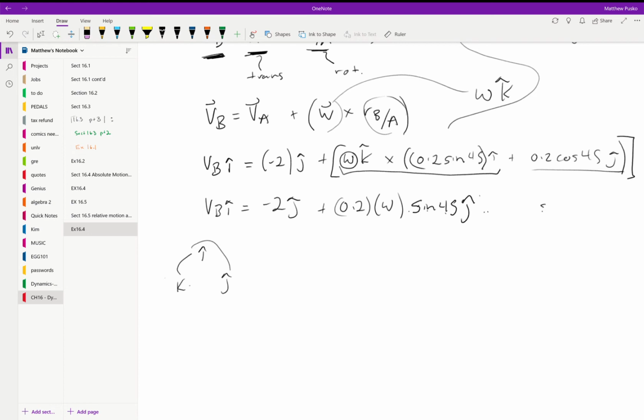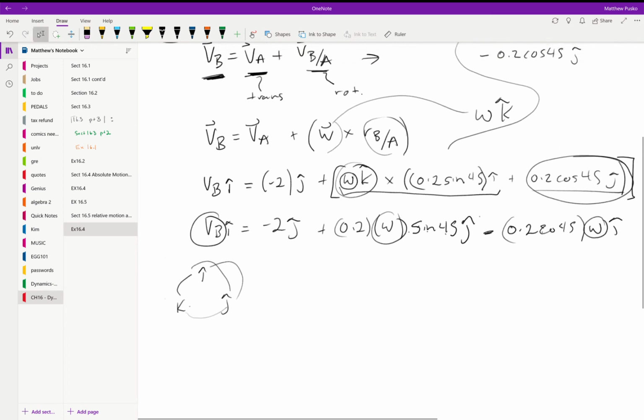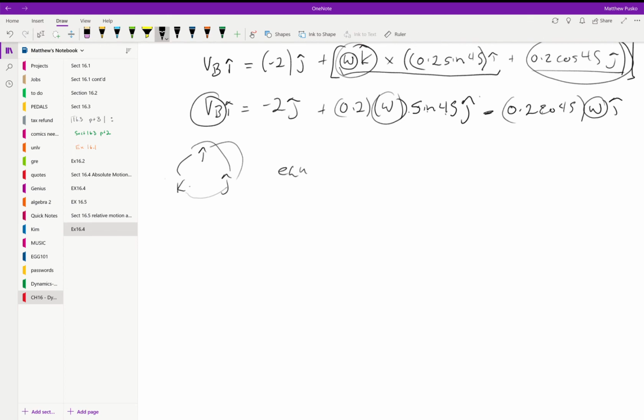Alright, for this term crossed into this term, k crossed into j, should give me a minus I. I have a positive for some reason. I'm going to use a minus, then we get the 0.2 cosine 45 times omega in the I direction. Alright, so we don't know the velocity of b and we don't know omega, but we can create two equations. So we'll do this by equating I and j and k components.